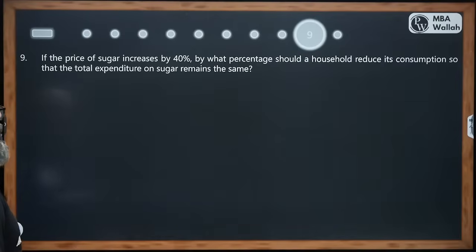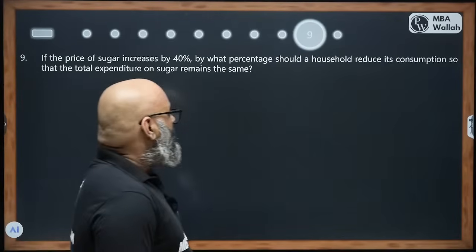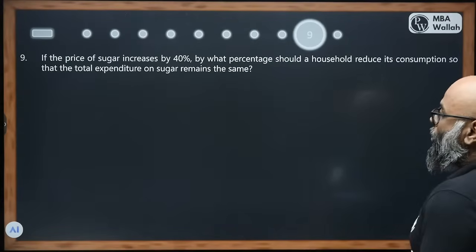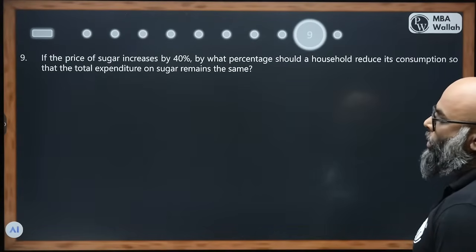If the price of sugar increases by 40%, by what percentage should a household reduce its consumption so that the total expenditure on sugar remains the same?